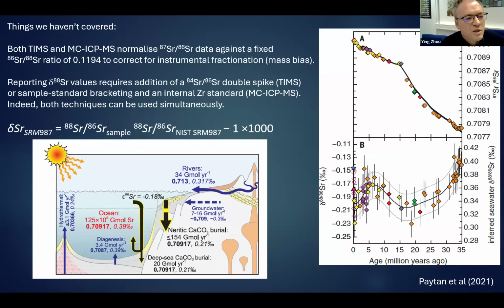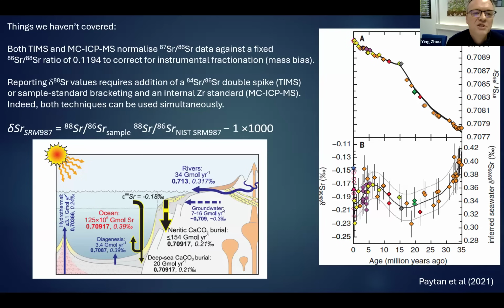So more recently, people have started to use the multi-collector ICP-MS to look at the stable isotope fractionation, but that involves using a double spike if you're using TIMS, or it uses sample standard bracketing or a zirconium standard if you're using multi-collector. And in the last couple of years, people have actually done a combination of both. And so you can get really high precision 87/86 and 88/86 in terms of its natural variation. That's what we're seeing here with one of Adina Payton's latest data.